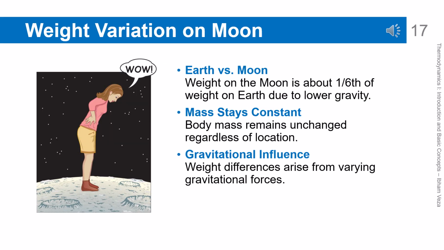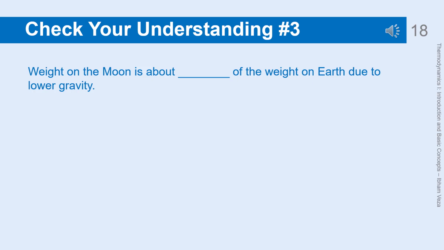Weight variation on the Moon. The weight of an object depends on gravitational acceleration, not on its mass. On the Moon, gravitational acceleration is much smaller than on Earth. As a result, an object's weight on the Moon is about 1/6 of its weight on Earth. However, the mass of the object remains the same everywhere. This example clearly distinguishes between mass and weight. Weight on the Moon is about 1/6 of the weight on Earth due to lower gravity.